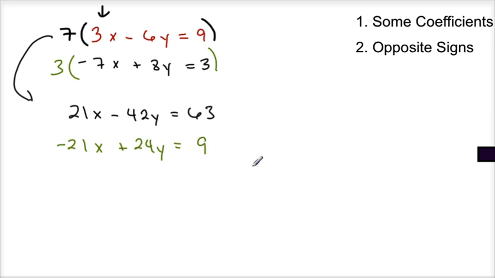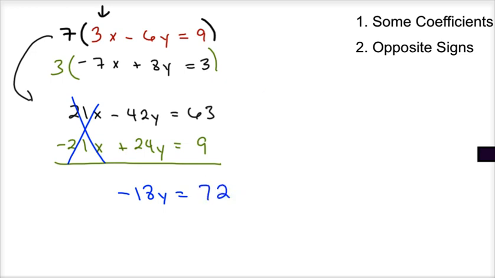All right, so in this example, I had to multiply both equations by some kind of factor, so I could get both to simplify. 21x minus 21x. See you later. I got negative 42y plus 24y. Negative 18. Very good. Negative 18y equals, and I have 63 plus 9. 72. Negative 18y equals 72. Divide both sides by negative 18. y equals, how many times does 18 go into 72? 4.